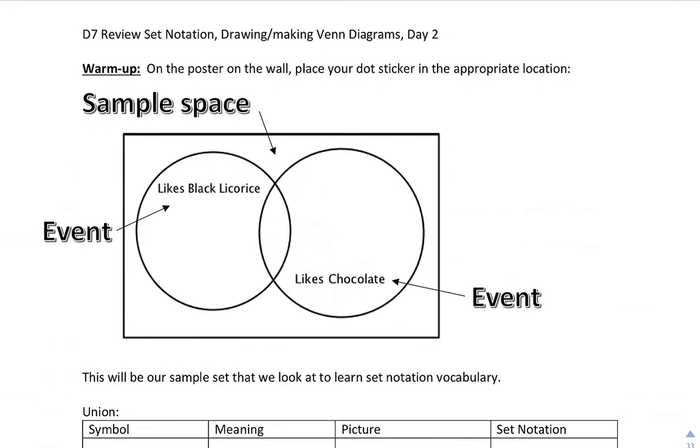In this podcast, we'll look at set notation in drawing and making Venn diagrams. So in class, we'll have a poster on the wall, and you can place your dot sticker in the appropriate location. Do you like black licorice, chocolate, both, or neither? I'll just make up some data for this example.